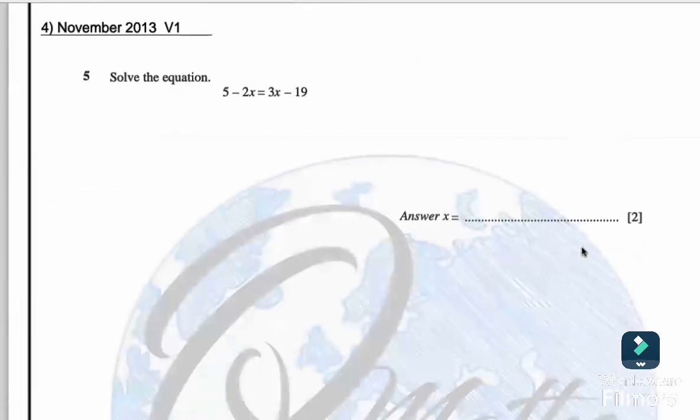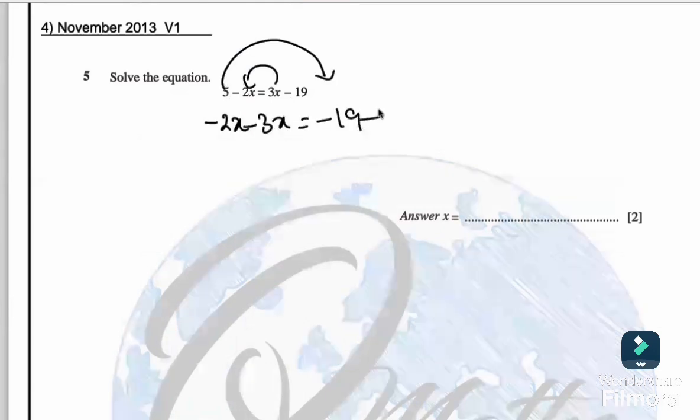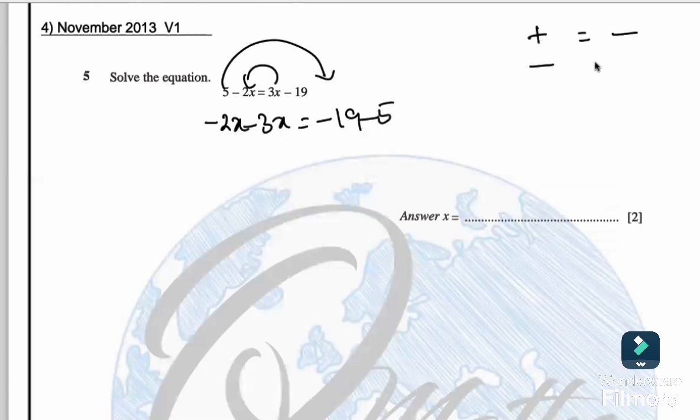So 5 minus 2x is equal to 3x minus 19. So we will collect the like terms, x on one side and the numbers on the other side. Accordingly, minus 2x will come here, which is going to be minus 3x minus 19, and 5 will go here as negative 5. Remember, when plus goes to the other side it becomes minus, minus becomes plus, multiply becomes division, division becomes multiply. This is a very important rule to be followed when we solve linear equations.